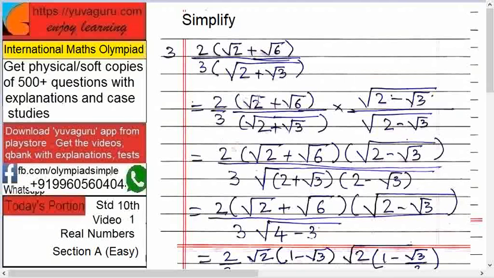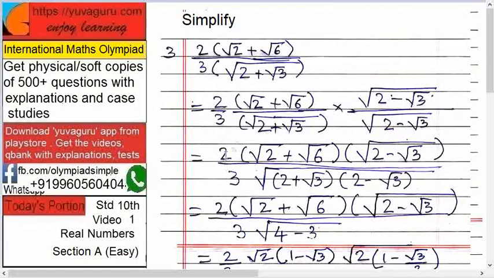So 2 upon 3 into root 2 plus root 6 upon root of 2 plus root 3 into, how to rationalize? For rationalizing you use this here. This is known as root 3. This is an irrational number and this is a rational number. Whenever you get a combination like this, use the opposite sign. So root of 2 minus root 3 multiplied numerator and denominator.